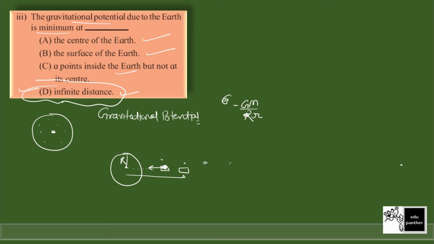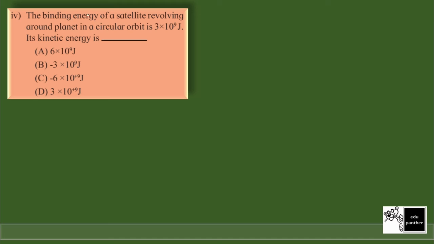Okay, and now the last MCQ. See, the binding energy of a satellite revolving around the planet in a circular orbit is given as 3 into 10 raised to 9 joule. Always remember binding energy is always positive. What will be its kinetic energy?